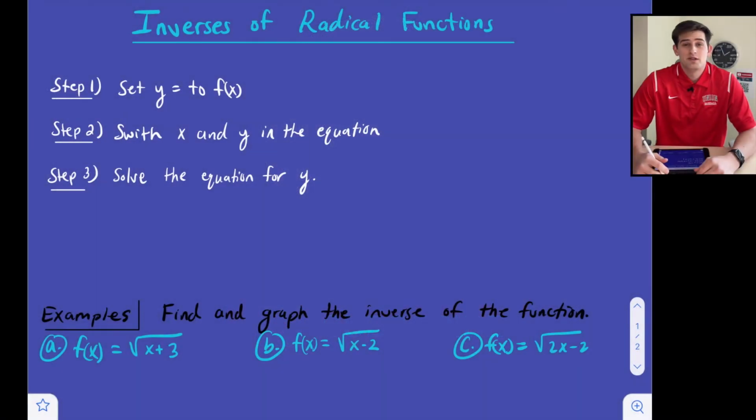Hello everybody, in this video we're going to talk about inverses of radical functions, and specifically the type of radical function that we're going to look at is the square root function. So it's a three-step process.